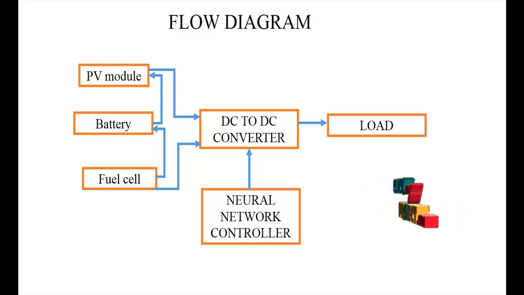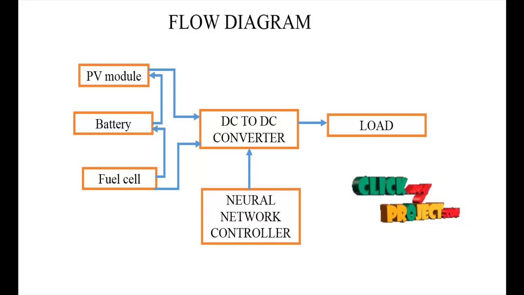The battery provides its DC voltage. The PV panel's DC voltage also goes to the storage capacitor, and then the fuel cell. So overall it goes to the DC to DC converter, using the boost converter, so the voltage is DC to DC. After that, the neural network controller is used.